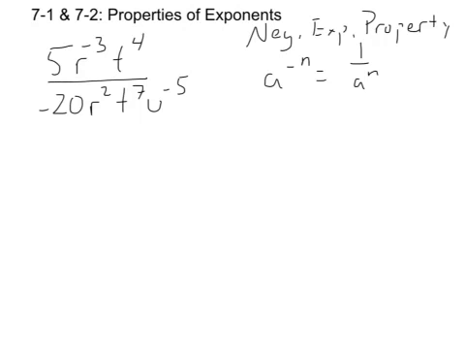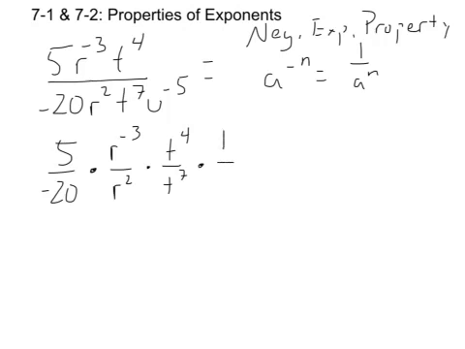So I'm going to show you how to do this so you can separate the terms to see exactly what's going on here with all this big gobbledygook. I think this is the way that you should write it out. If you have a different way, that's fine, as long as it works for you. So I'm going to separate the numbers. So I've got 5 over negative 20 times r to the negative 3 over r squared times t to the 4th over t to the 7th times 1, because we don't have any u in the top, 1 over u to the negative 5.